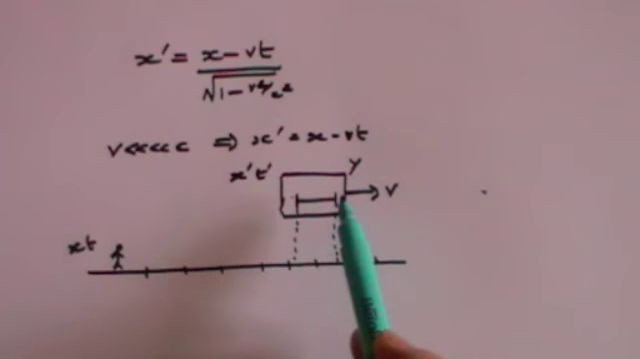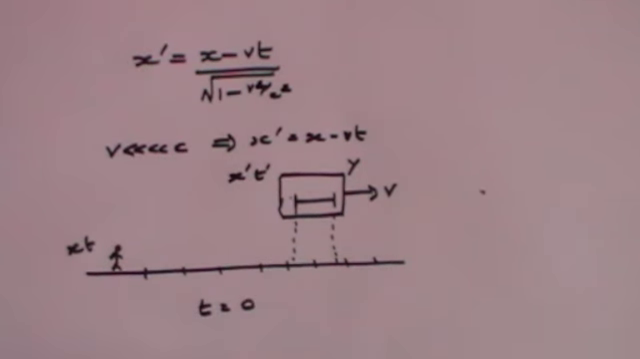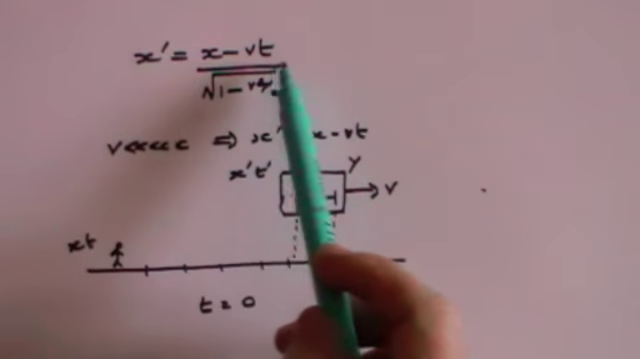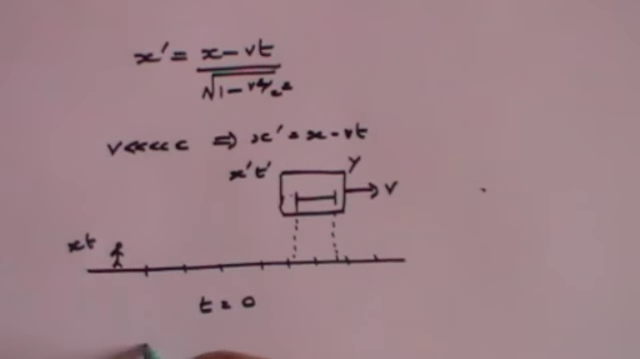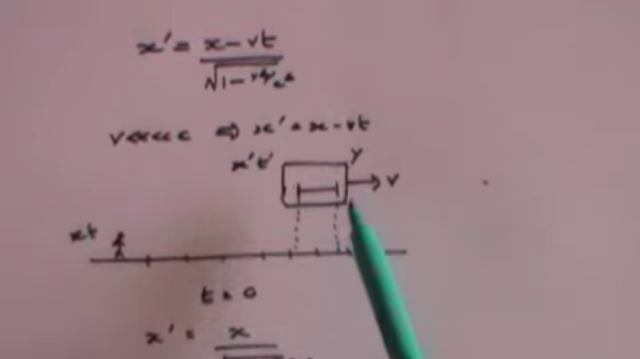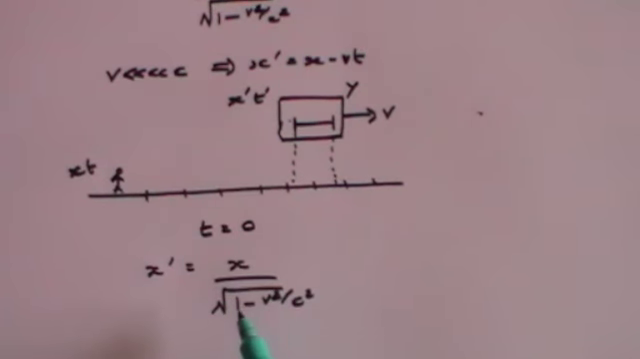So I've got to measure both ends simultaneously, otherwise you'll move and I'll get the wrong reading. So for me, t must equal 0 because I've got to measure both ends at once. If we take this formula here and make t equal to 0, then I get that x prime is equal to x divided by the square root of 1 minus v squared over c squared, because t in this formula is 0. And so it just reduces to this formula here.